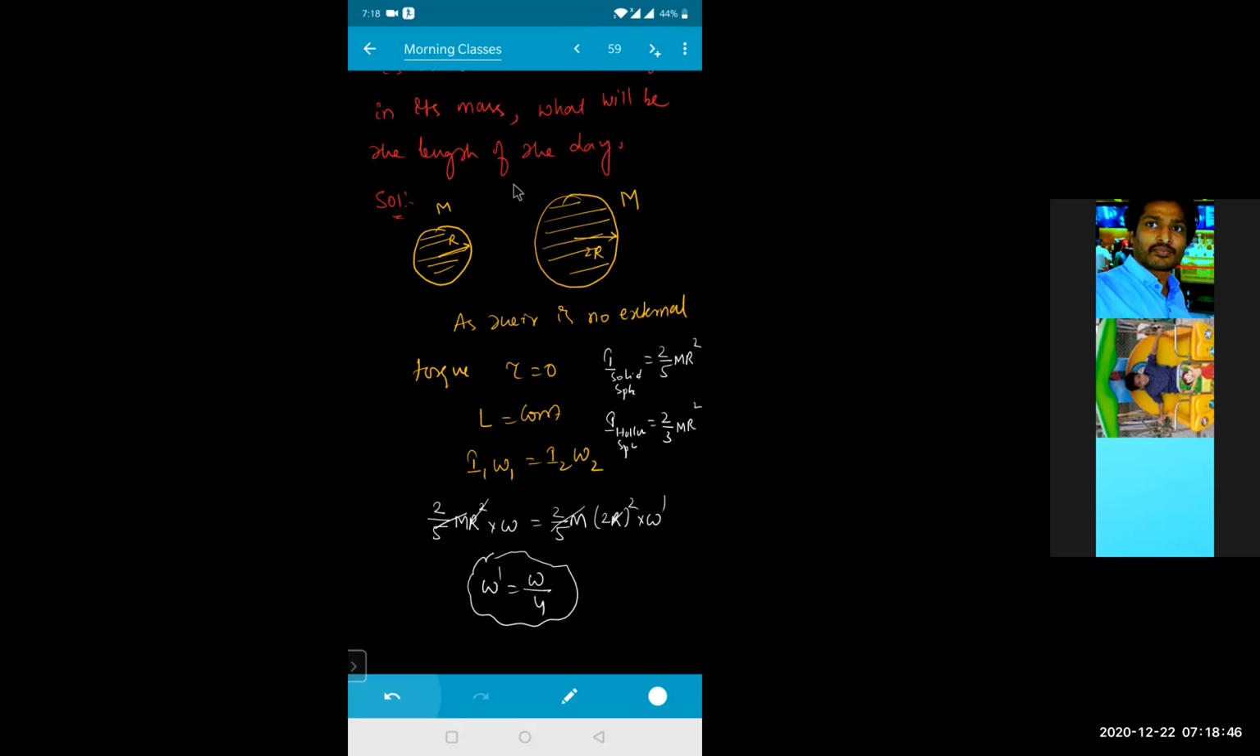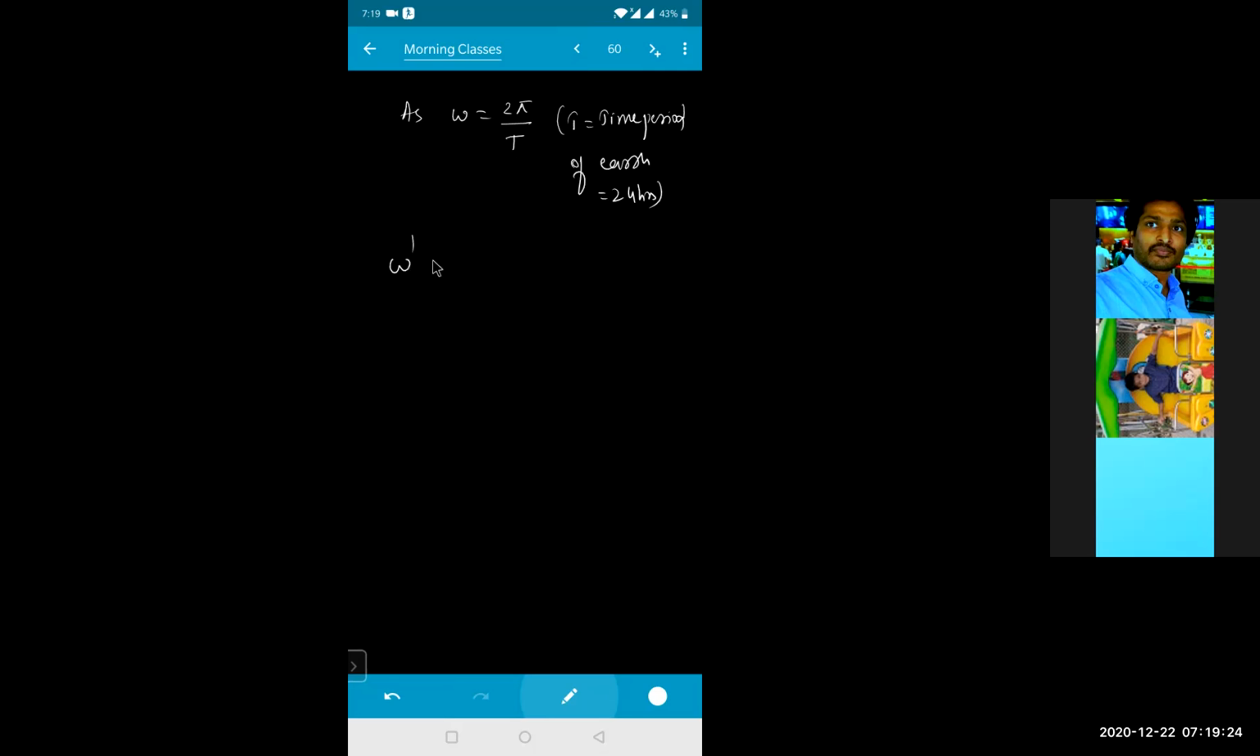Then again, what will be the length of the day? How do you calculate the length of the day? We know that omega is equal to 2 pi by capital T. T will give me the time period of the earth. So what is the time period of the earth's rotation? 24 hours. T is equal to the time period of your earth, that is 24 hours. One complete rotation is nothing but 24 hours.